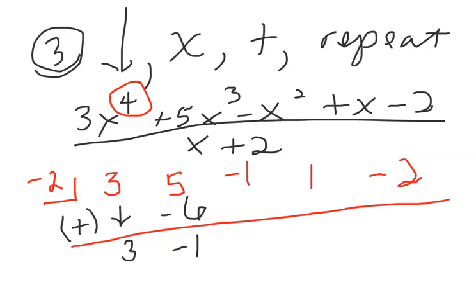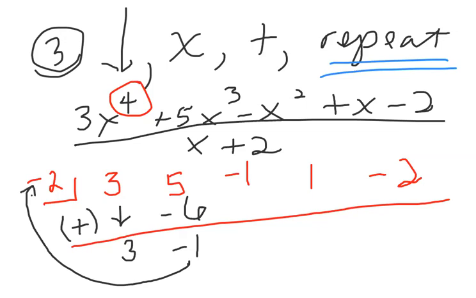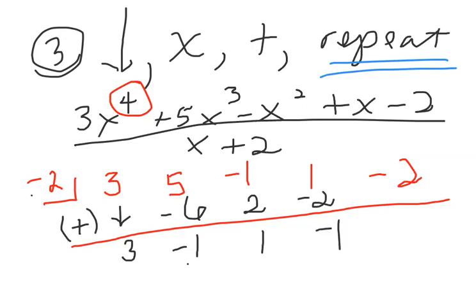Now, you're going to repeat the process all over again. So guys, here comes the next part. We're going to take that -1, multiply it by the divisor, okay? So -1 times -2 gives you a +2. You add, you get 1. And then 1 times -2 gives you -2. You add, you get -1. Repeat the process. -1 times -2 gives you +2. You add, you get 0. That is beautiful. All right.